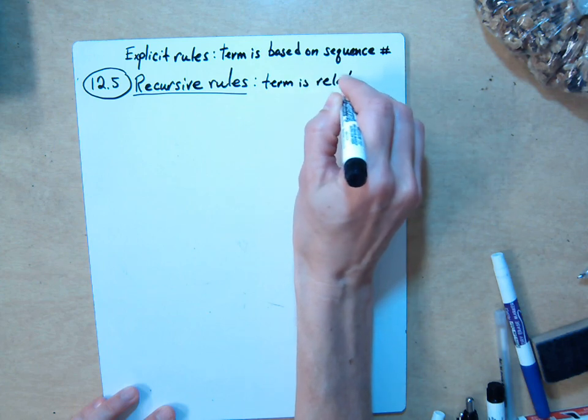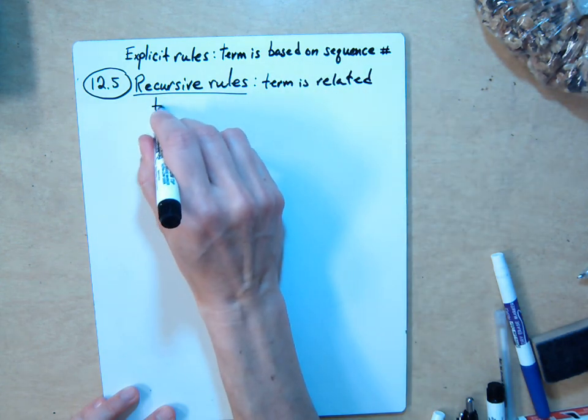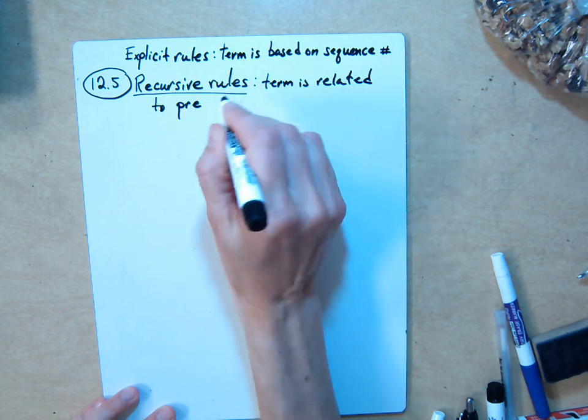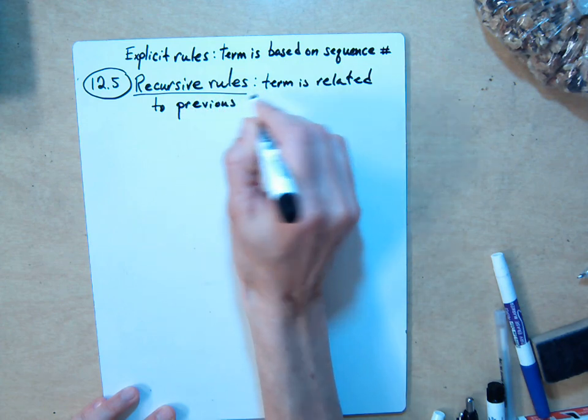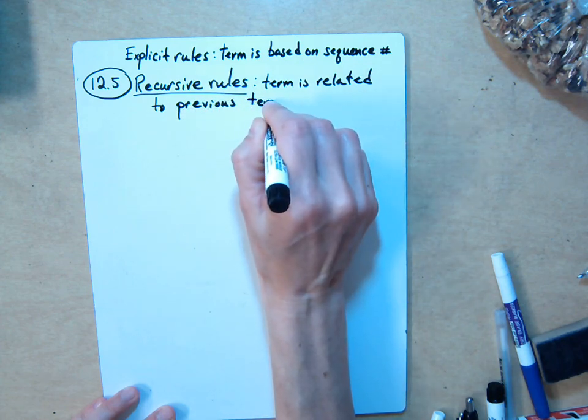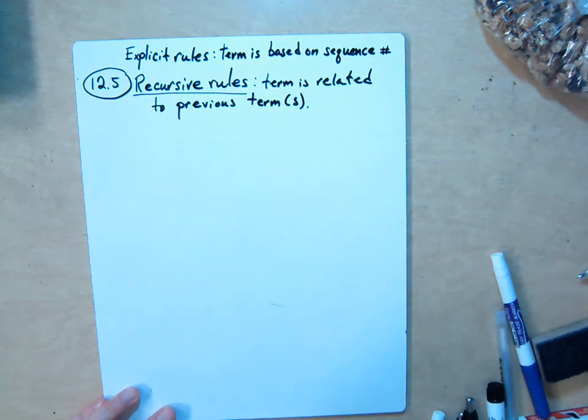is related to previous term, or terms. Previous, like the one before it or the one before that. And that's how you define it. It's called a recursive rule.